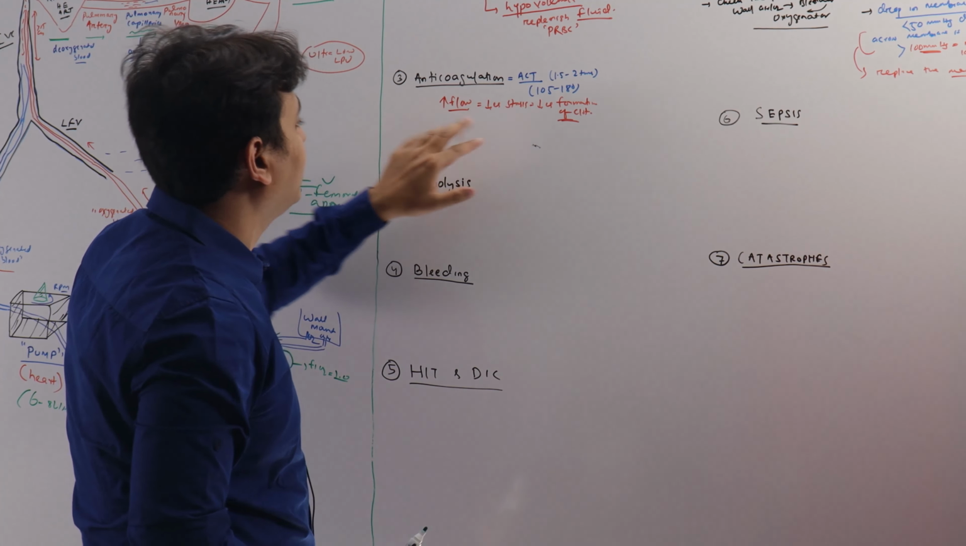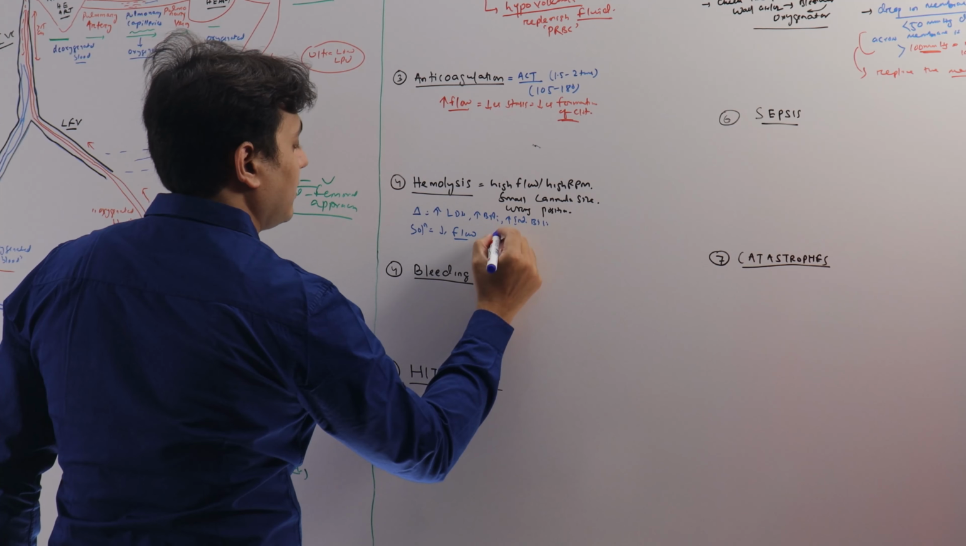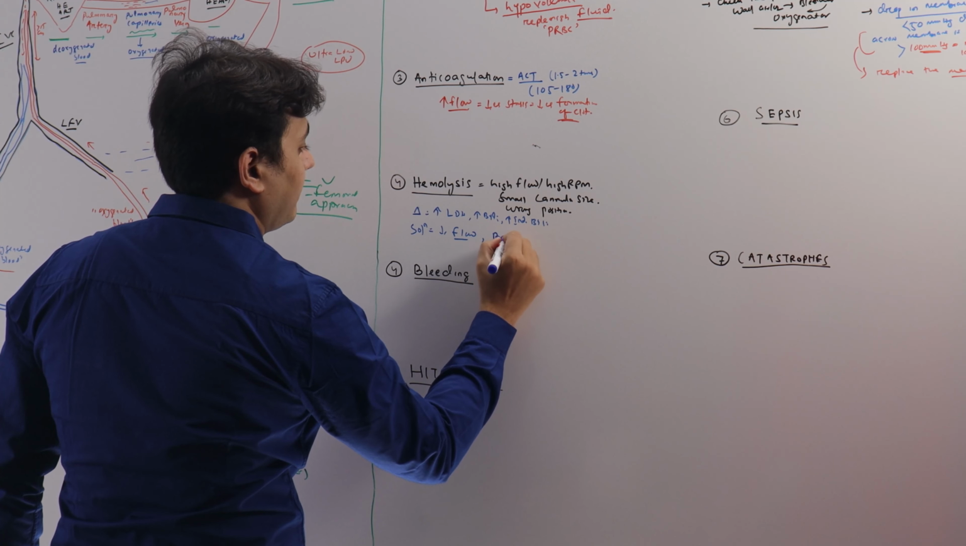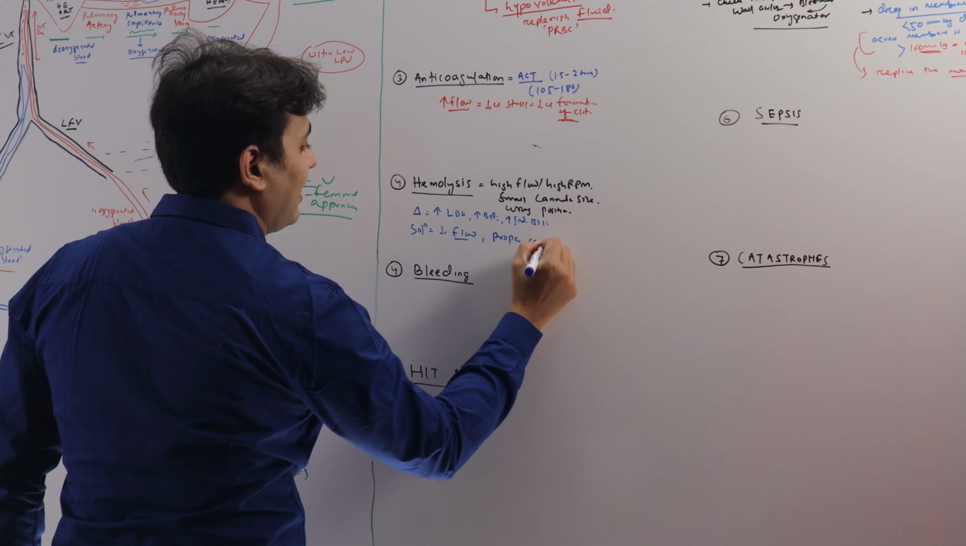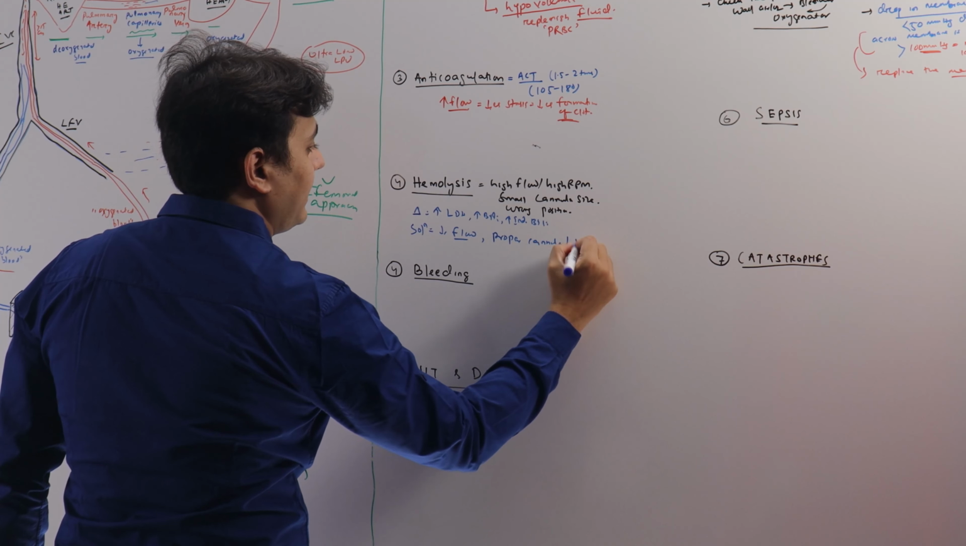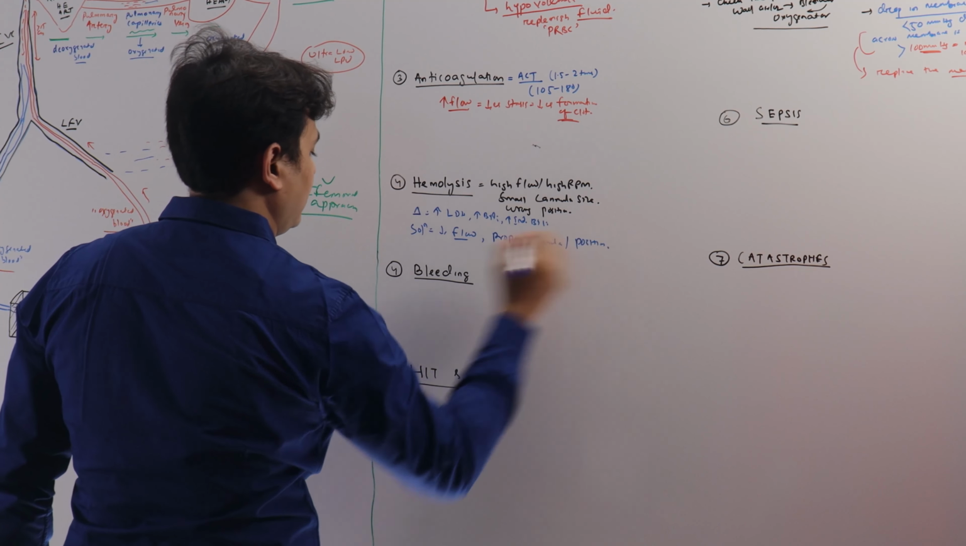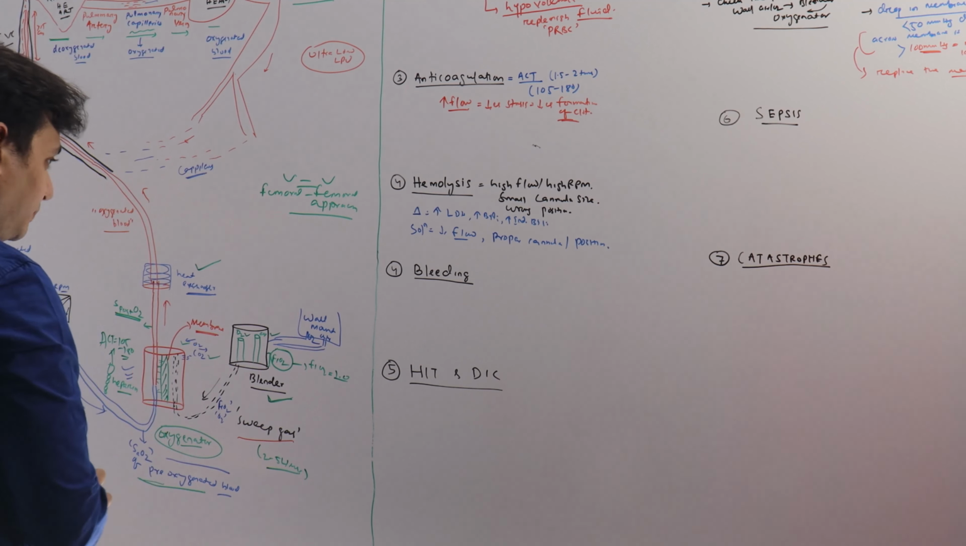How to diagnose it? The diagnosis is increase in LDH, increase in bili, or increase in indirect bili. So the solution is decrease flow, proper cannula and position, right? If there is bleeding, what to do?